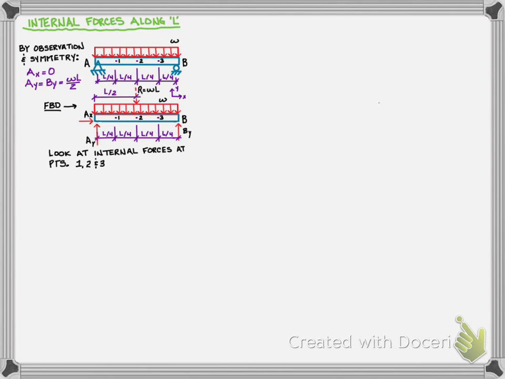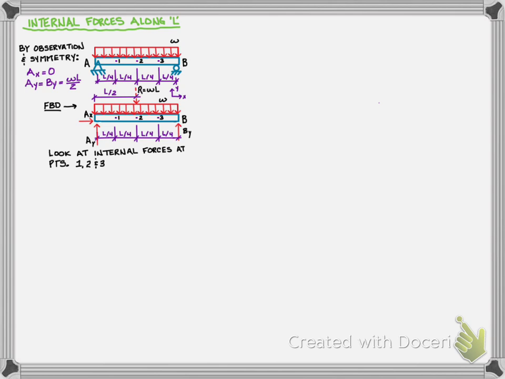And so you could do your equations of equilibrium, but we can also use what we know about symmetry and by observation. Since there's no external X force, AX must be equal to 0. And because this is symmetric and the total resultant or total load of W is W times the length, since it's a load per length, so we have WL, and so both AY and BY would be WL over 2.